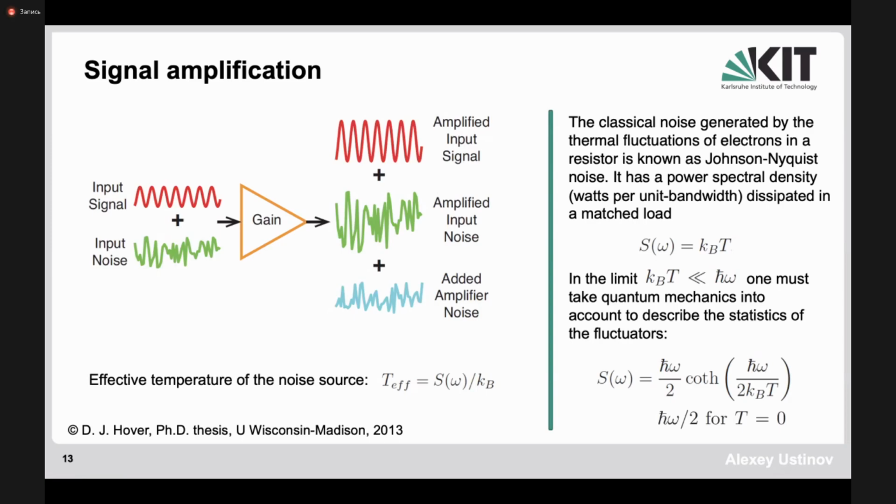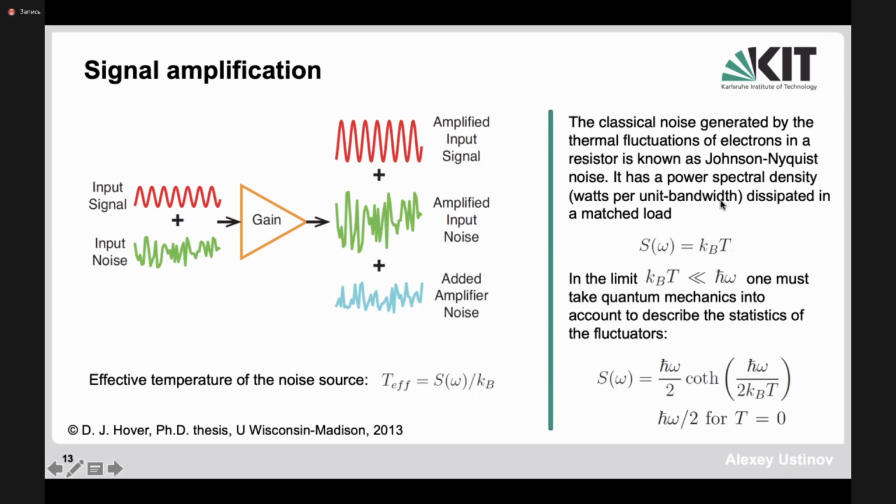In addition to the input signal to the amplifier, which measures the state of the qubit through the signal in the resonator, you always have input noise. Once you amplify the signal, you also amplify the noise. And in addition, you add an additional noise, which is the added noise of the amplifier. So any amplifier, except for an ideal parametric amplifier, will add some additional noise. And this noise is characterized by the noise temperature.